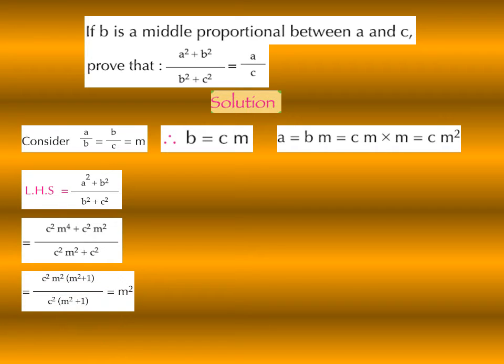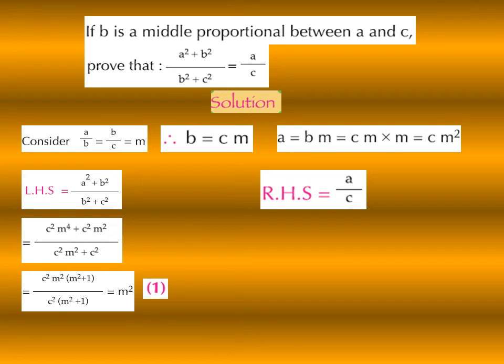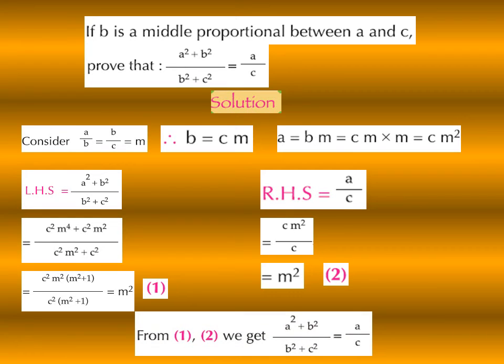Take C to the power 2 M to the power 2 as common factor in the numerator, and C to the power 2 as common factor in the denominator, and cancel C to the power 2 with C to the power 2 and the two brackets M to the power 2 plus 1. Then the left hand side equals M to the power 2. This is number 1. The right hand side, A over C, equals CM to the power 2 over C. Cancel C with C. Then the right hand side equals M to the power 2. This is number 2. From 1 and 2, we get the two sides are equal.